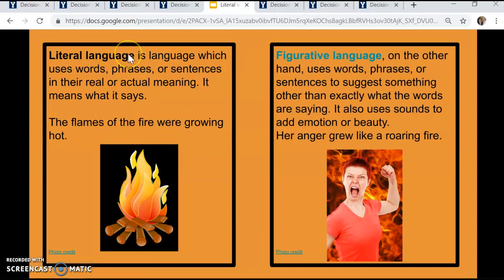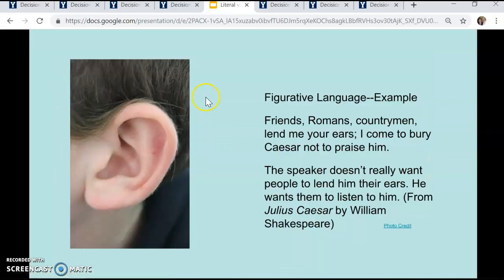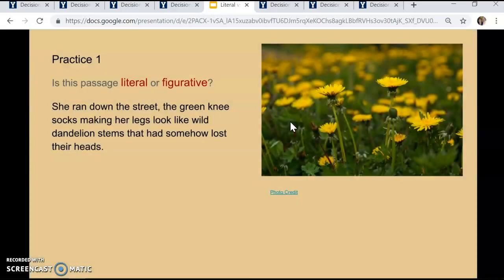So here's a definition of literal language, a definition of figurative language with examples below. And then they get to practice. Well, actually, there's a literal example and a figurative example. Now they get to practice. And so they get to read this poem here, or this passage. And the question is, is this passage literal or figurative?